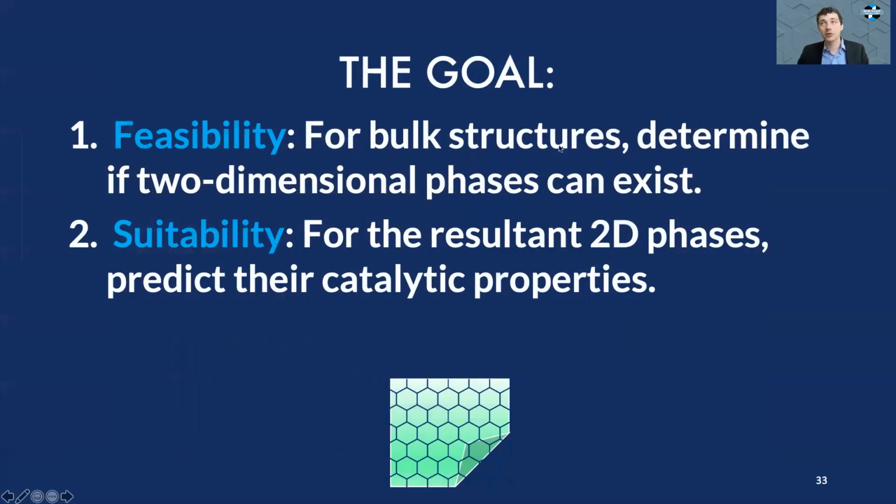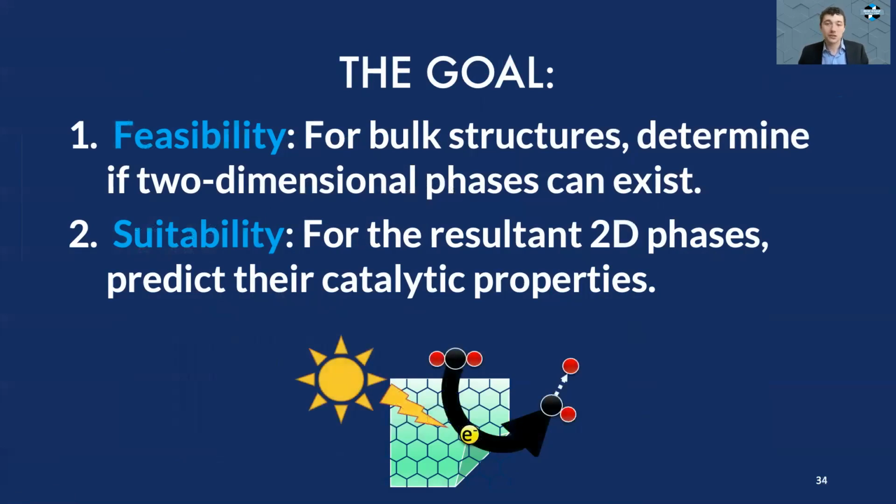So the overall goal for this project is, first of all, to identify catalytic feasibility of certain structures. That is, for bulk structures, determine if two-dimensional phases can exist. So these are from previously identified candidate materials. And then the catalytic suitability: for their resultant 2D phases, try to predict their catalytic properties to see which ones might merit further computational study or even attempting in an experimental context.